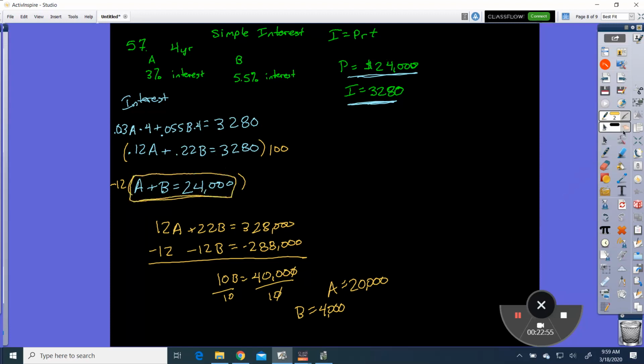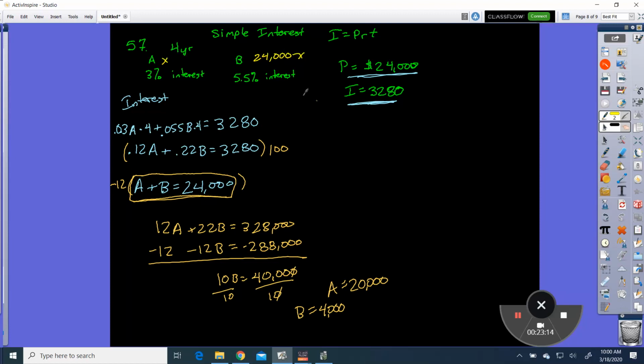Okay. Now the other way that I was going to tell you, that I started to show you, is I'm going to call this one X. This is 24,000 minus X. Think about it. If I put 10,000 into here, this is 14,000. Or in other words, it's 24 whatever minus whatever this is.